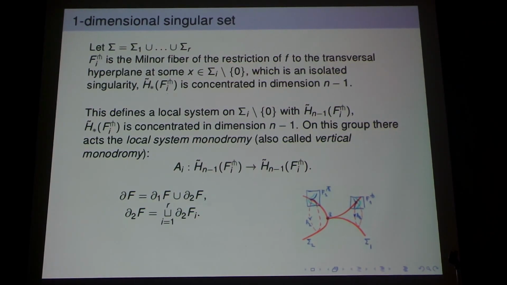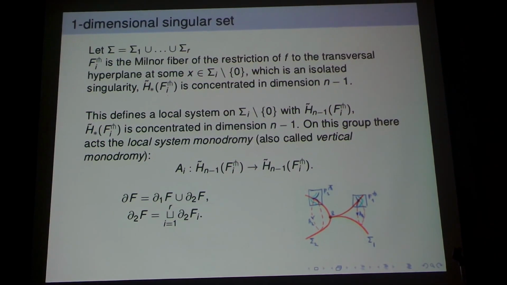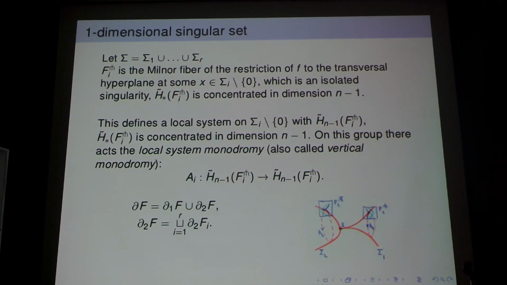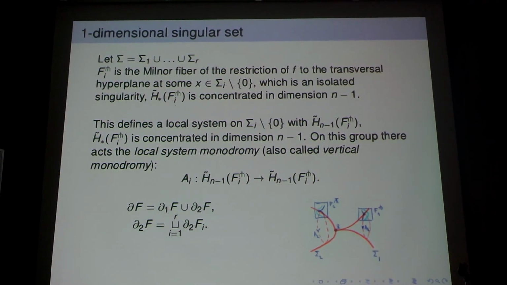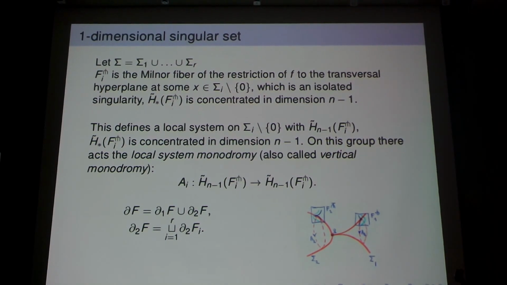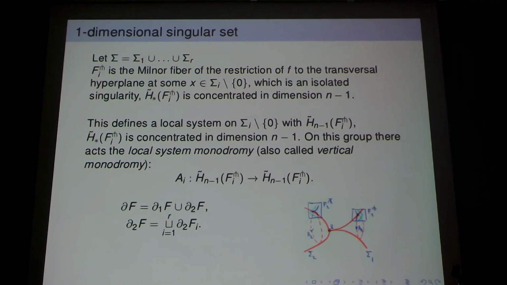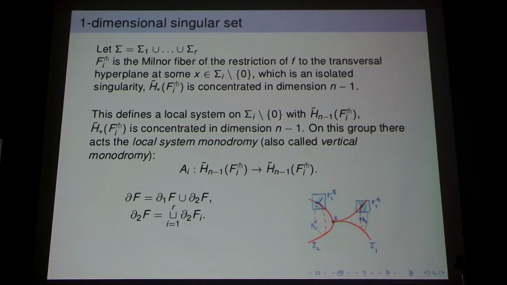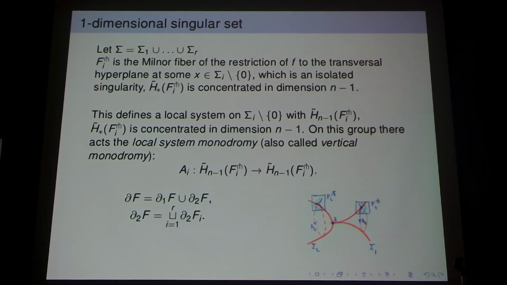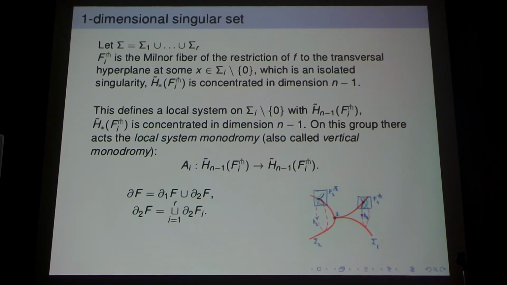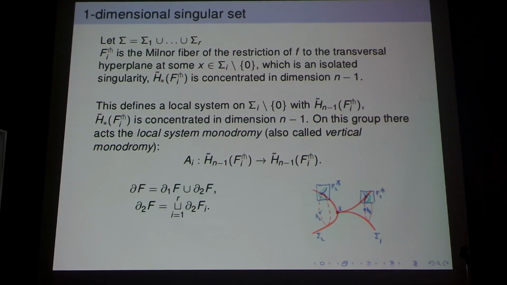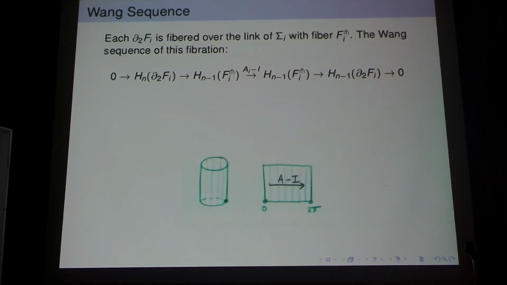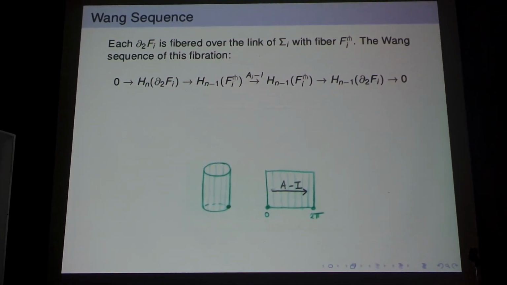So what I get on sigma i minus the origin is a local system with the homology of the Milnor fiber, the transversal Milnor fiber. And there is a monodromy operator which maps the Milnor fiber homology into itself. And this corresponds to the part delta 2 F of the boundary of the Milnor fiber. This delta 2 F is related to the vanishing zone. In fact we are looking more precisely at the second boundary of F and at this map A i, which we call vertical monodromy. For a fiber bundle over a circle, you always have the Wang sequence.